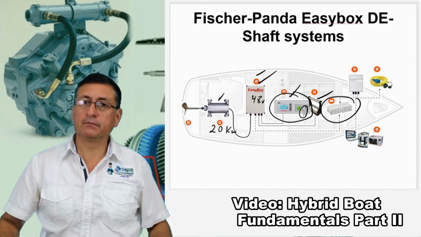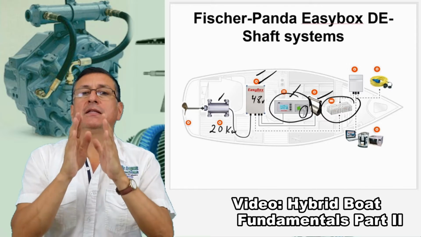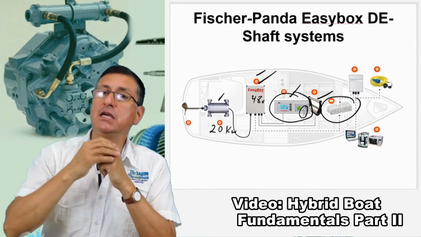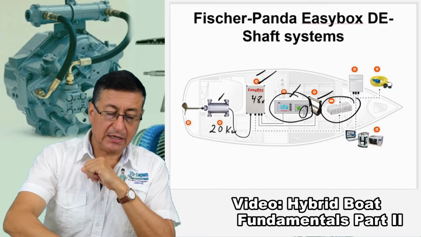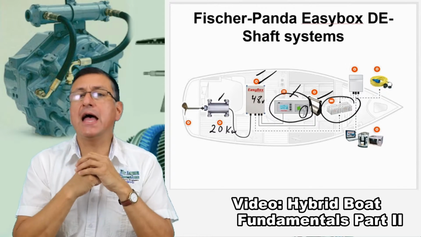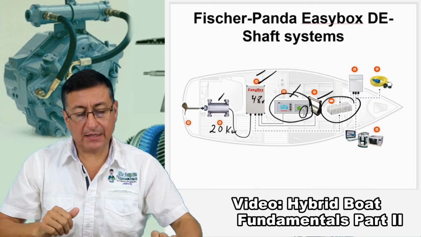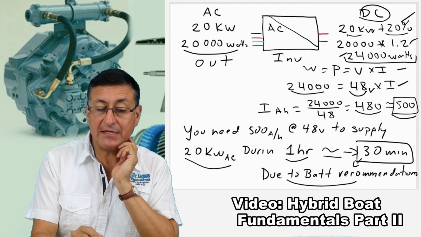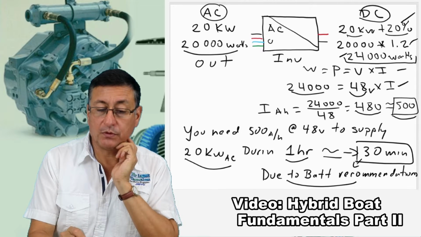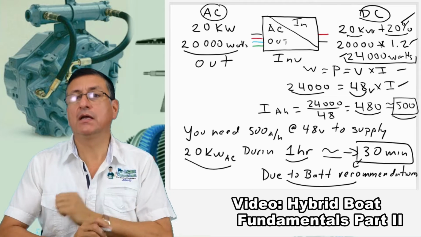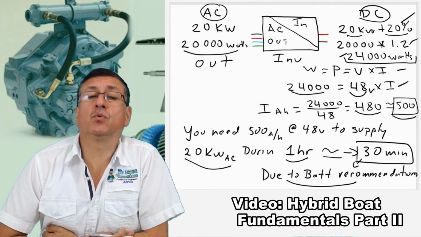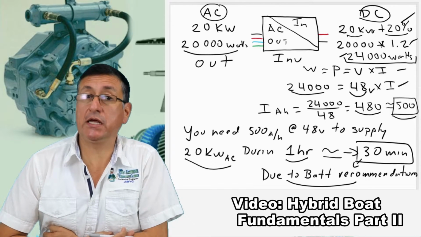In other words, I need an inverter. That inverter provides in the AC output 20 kilowatts. This is the output, AC, 20 kilowatts. And this is the input, DC. Alright, in the output, that inverter provides 20,000 watts, 20 kilowatts.